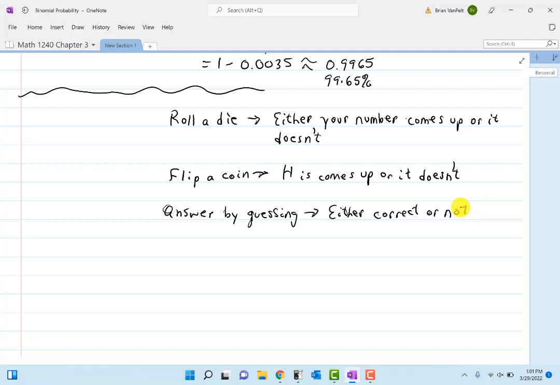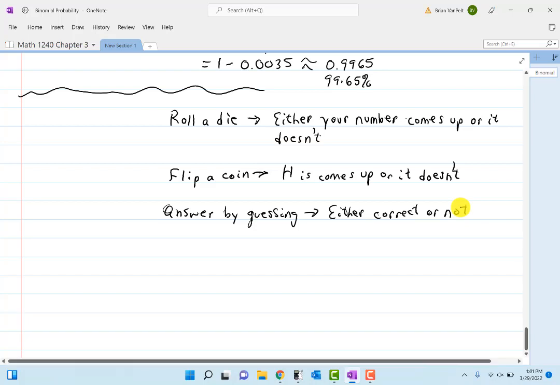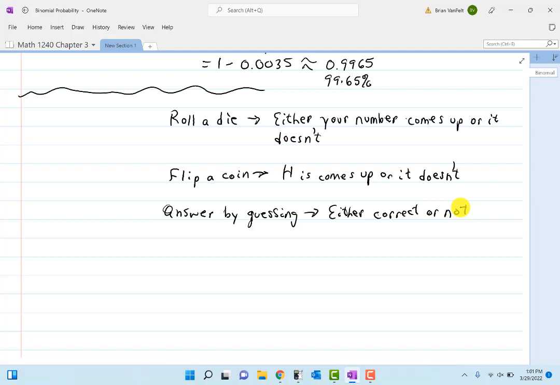Now, in the case of flipping a coin, each of the outcomes that you can have is the same probability. Probability of heads or tails is the same. But rolling a die or possible multiple choice questions, not so. You still have two possible outcomes, either correct or not correct, or your number either comes up or it doesn't come up. But the probability of success was smaller than the probability of failure in those problems.